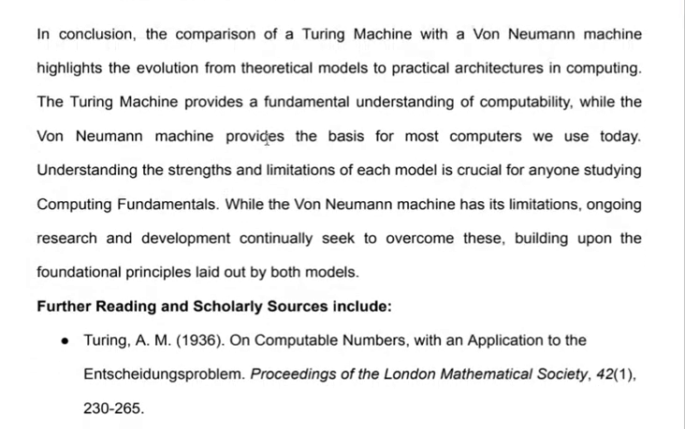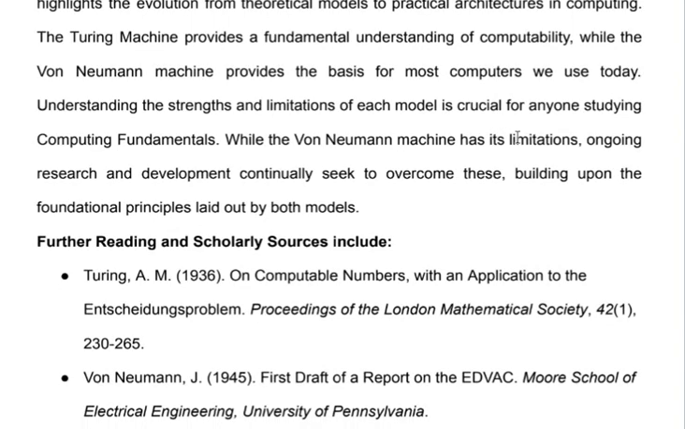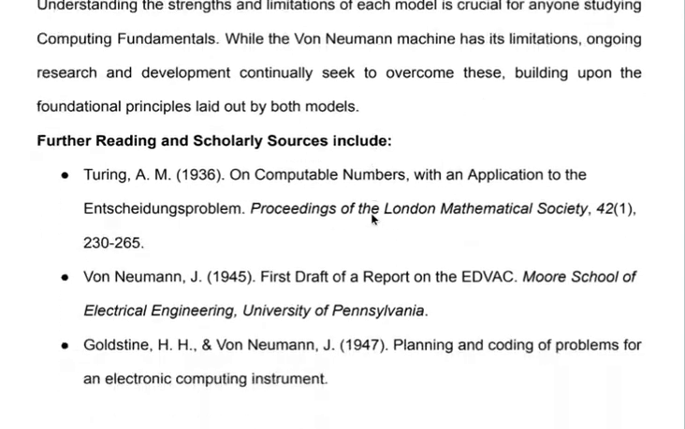In conclusion, the comparison of a Turing machine with a von Neumann machine highlights the evolution from theoretical models to practical architectures in computing. The Turing machine provides a fundamental understanding of computability, while the von Neumann machine provides the basis for most computers we use today. Understanding the strengths and limitations of each model is crucial for anyone studying computing fundamentals. While the von Neumann machine has its limitations, ongoing research and development continually seek to overcome these, building upon the foundational principles laid out by both models.